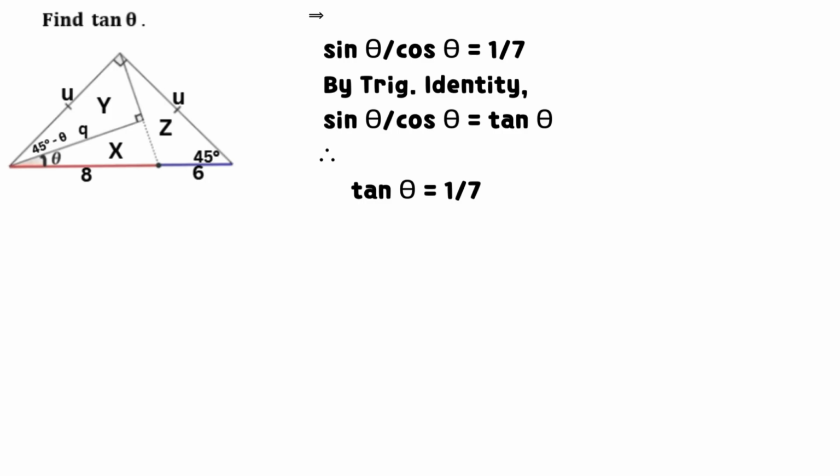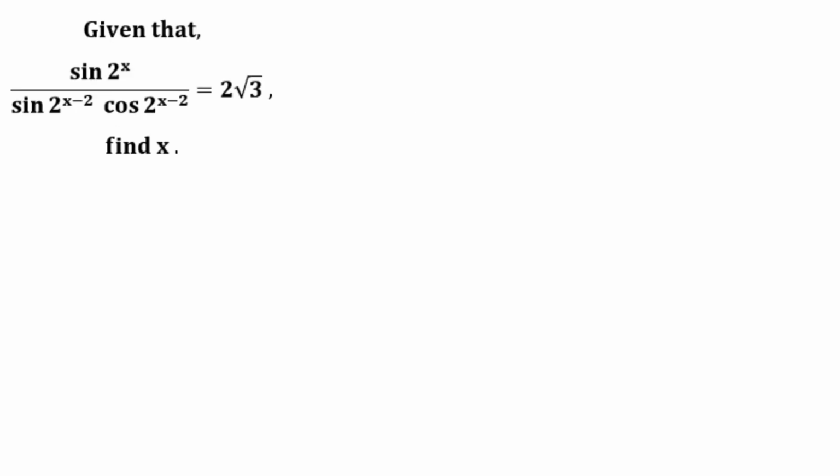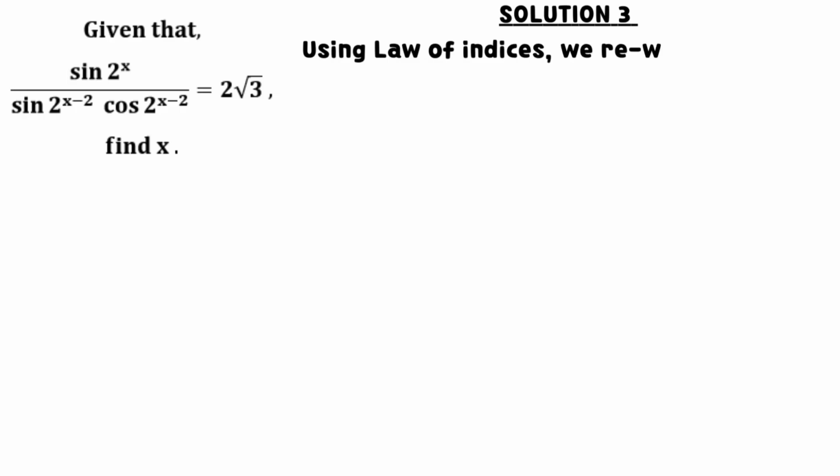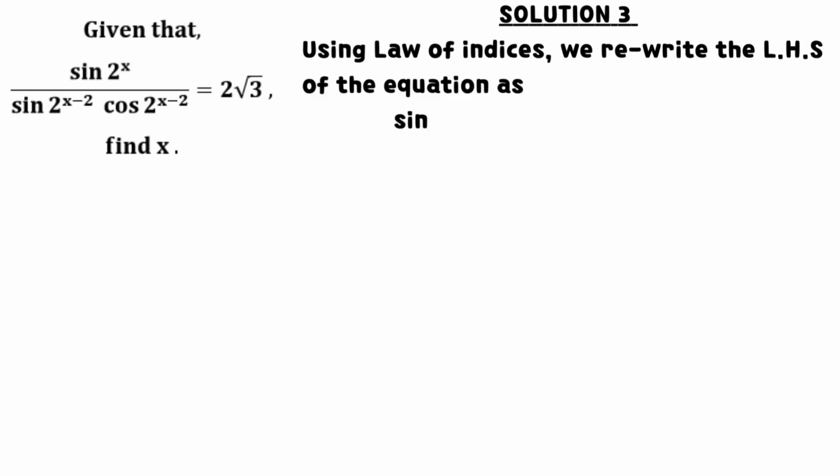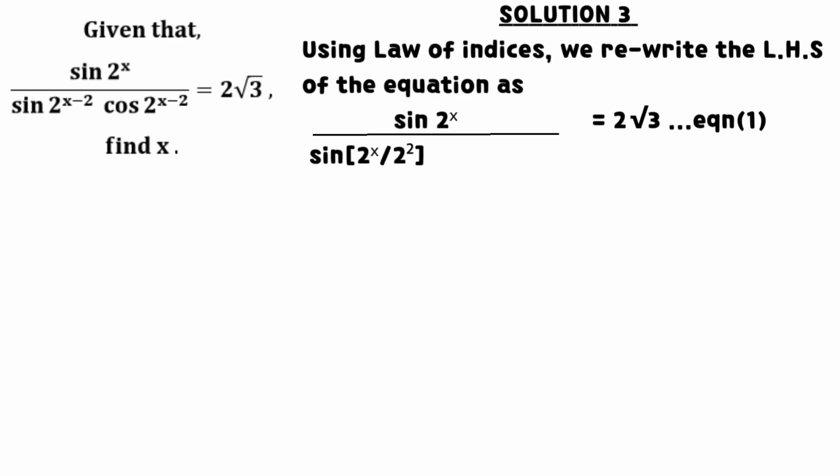Solution 3. Using the law of indices, we write the left-hand side of the equation as sine of 2 to the exponent of x equals 2 times the square root of 3. We call it equation 1. Simplifying, we have that 2 to the exponent of x divided by 2 to the exponent of 2 equals 2 to the exponent of x divided by 4. Substitute into equation 1.